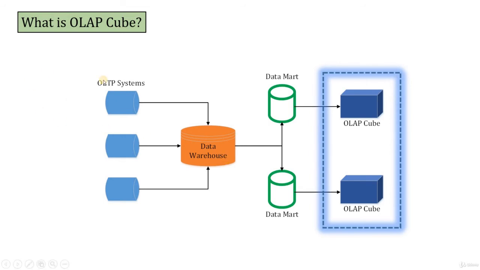So as you can see, the OLTP systems, right? These are the real-time or operational data sources. From there, the data is extracted by the data warehouse, and this data warehouse data is again split into data marts depending on the business need, and each data mart has one OLAP cube or multiple OLAP cubes. Again, it depends on how big the data is. So this OLAP cube will help in analysis of the data.